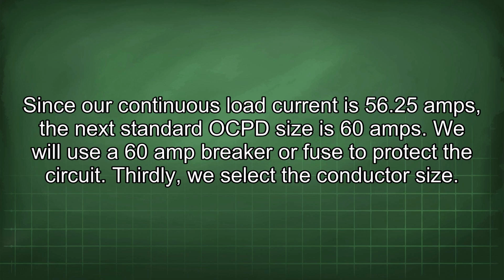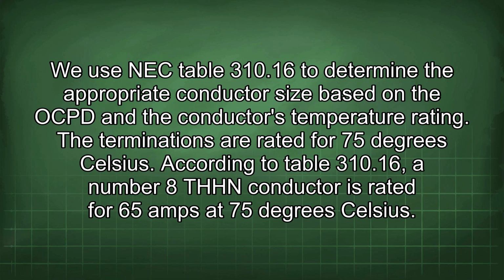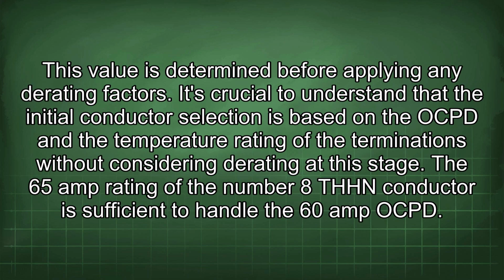Thirdly, we select the conductor size. We use NEC table 310.16 to determine the appropriate conductor size based on the OCPD and the conductor's temperature rating. The terminations are rated for 75°C. According to table 310.16, a number 8 THHN conductor is rated for 65 amps at 75°C. This value is determined before applying any derating factors. It's crucial to understand that the initial conductor selection is based on the OCPD and the temperature rating of the terminations without considering derating at this stage. The 65 amp rating of the number 8 THHN conductor is sufficient to handle the 60 amp OCPD.